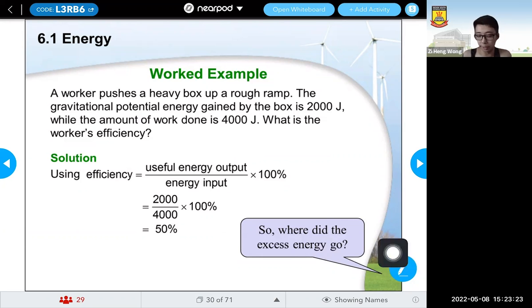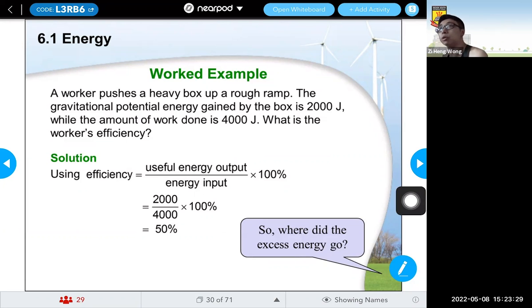So where did all the excess energy go? So when he pushes it up, some of the energy becomes like thermal energy. He does it for exercise, some of this input becomes like heat and all this. There can be friction and all this. So yeah.